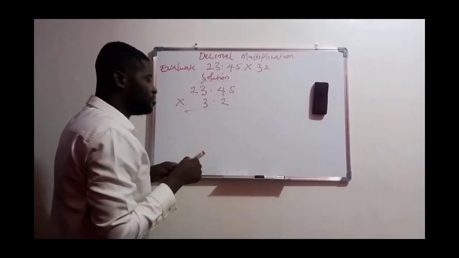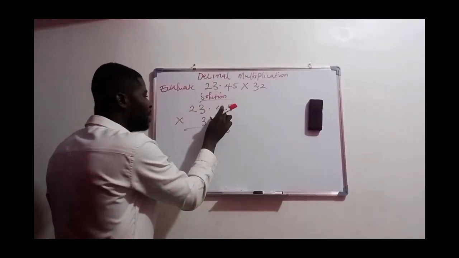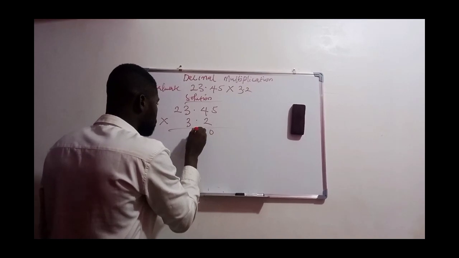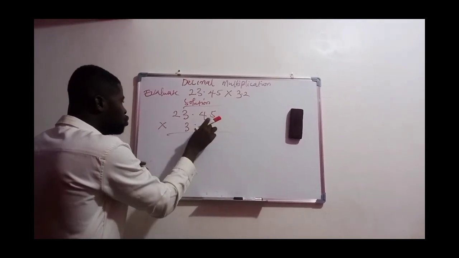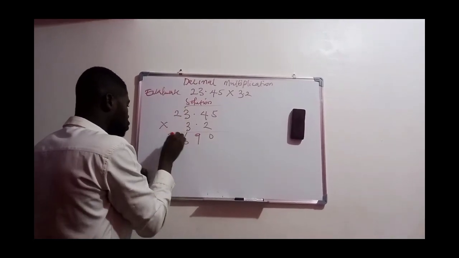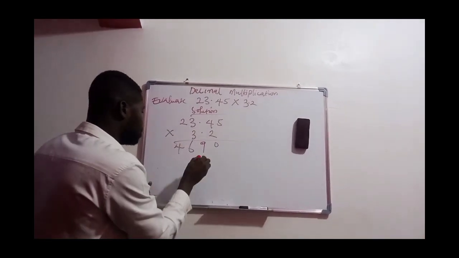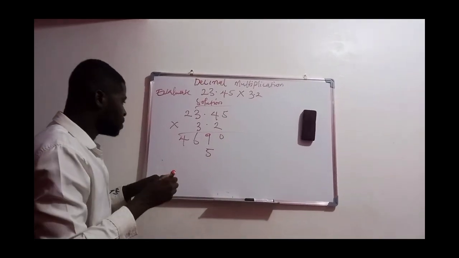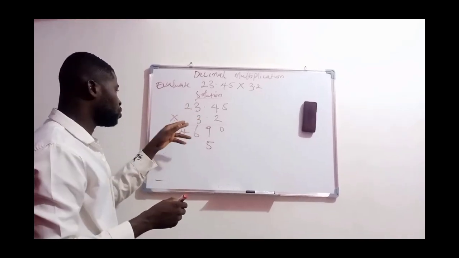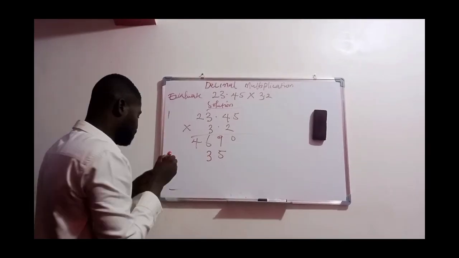Now we'll go again. 2 multiplied by 5 is equal to 10. You write 0, remainder 1. 2 multiplied by 4 is equal to 8 plus the remainder 1. It will be equal to 9. Now, 2 multiplied by 3 is equal to 6. 2 multiplied by 2 is equal to 4. 3 multiplied by 5 is equal to 15. You write 5, remainder 1. 3 multiplied by 4 is equal to 12 plus the remainder, which is 1. It will be total of what? 13. You write 3, remainder 1.